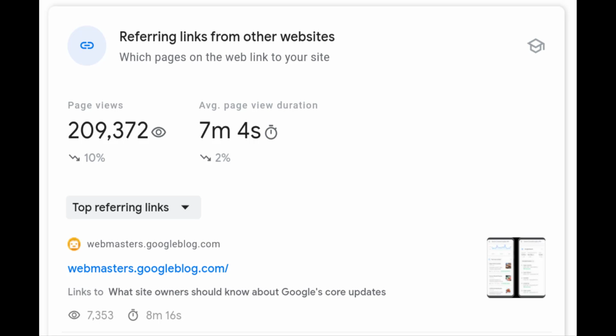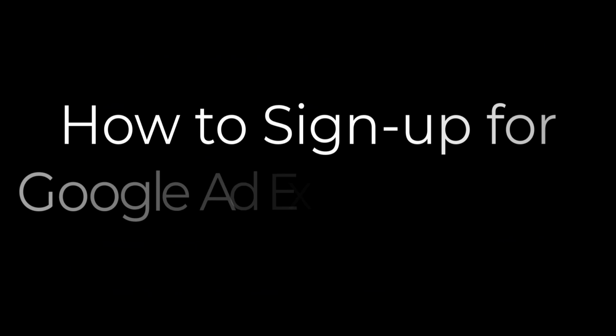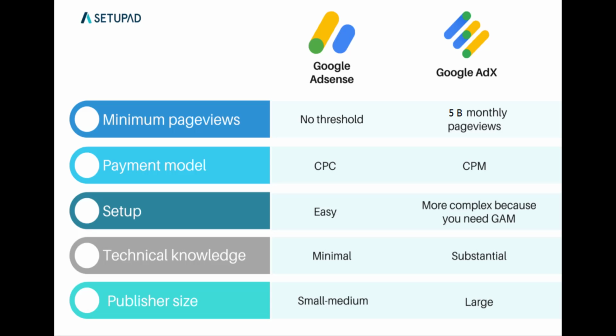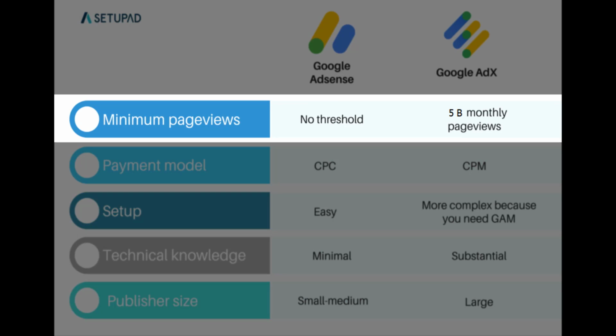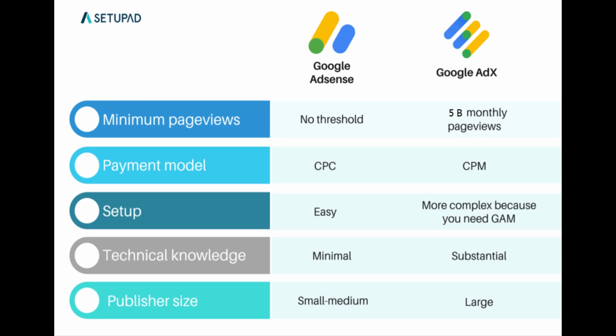How to sign up for Google Ad Exchange? Setting up a Google Ad Exchange account can be tricky, since Google provides access to Ad Exchange only to larger publishers who meet the below criteria: 5 billion page views per month and complying to brand safety measures. The publisher either needs to get invited by Google or sign up through a third-party channel partner.